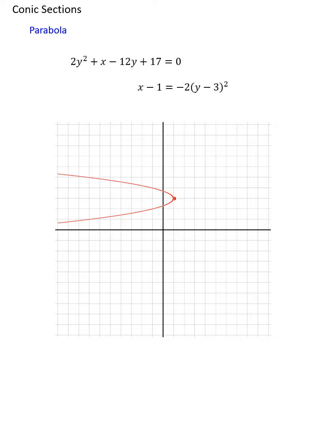Now, the fact that there's a 2, not just a negative 2, but the fact that there's a number 2 there does have an impact on the width of the parabola. And it turns out the bigger the multiplier in front of the perfect square, the more narrow the parabola is going to be. Again, more details on the narrowness or wideness of the parabola later in the video.